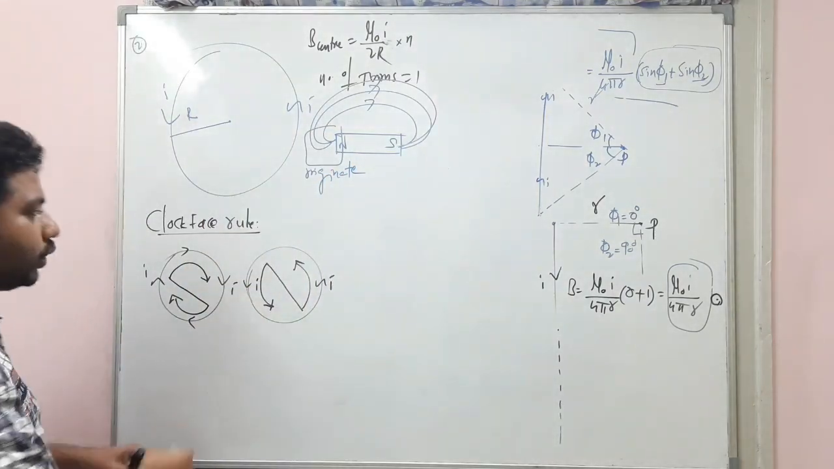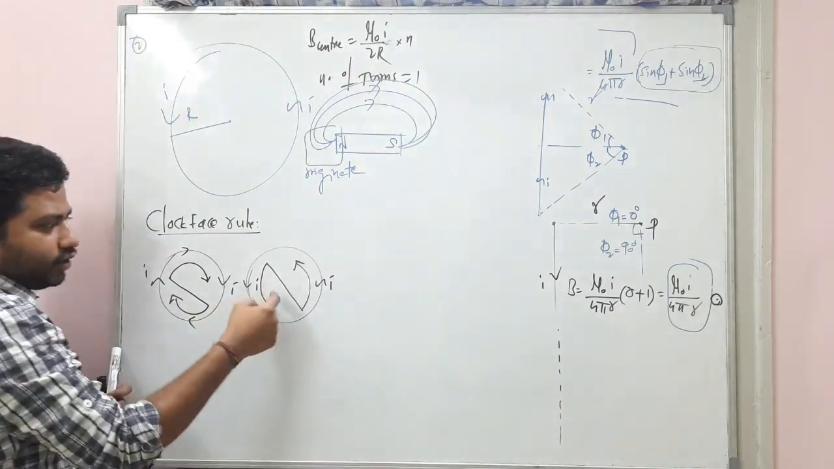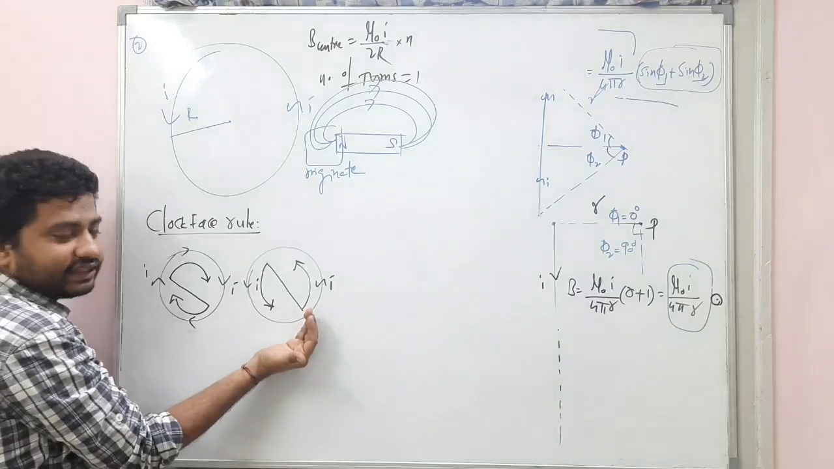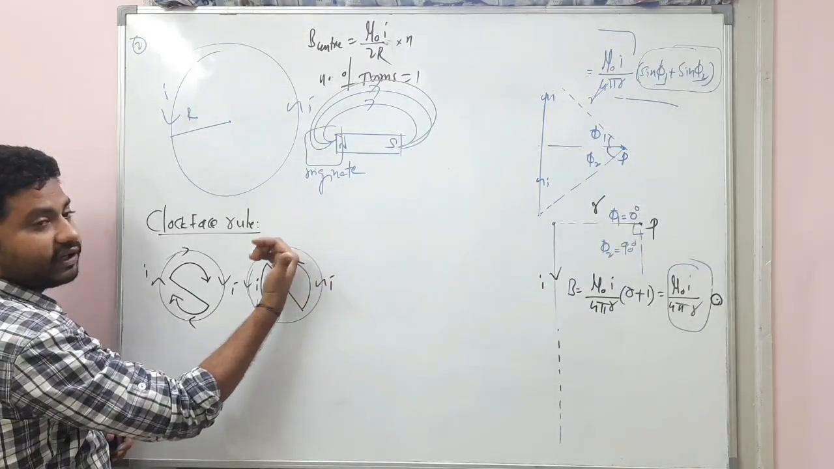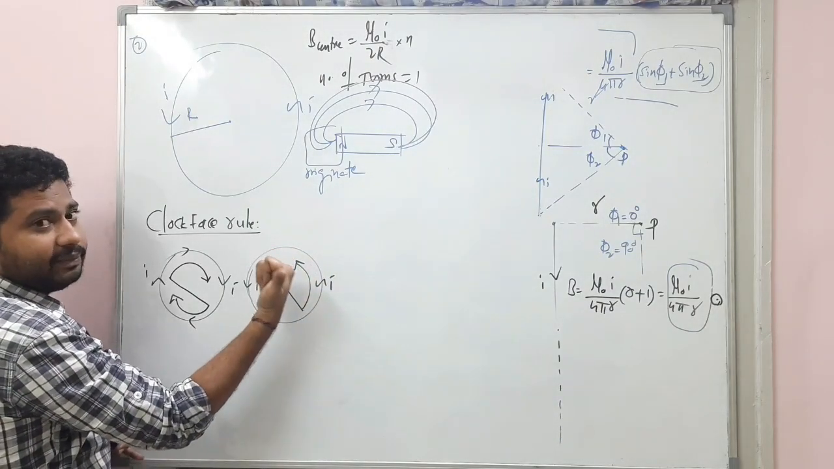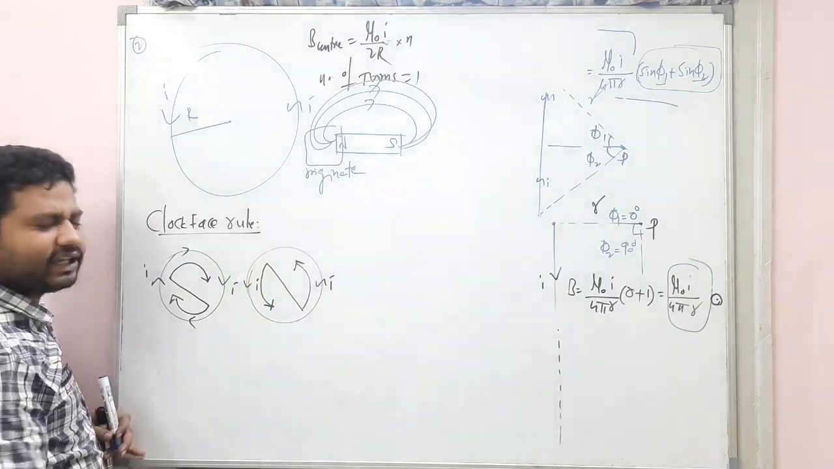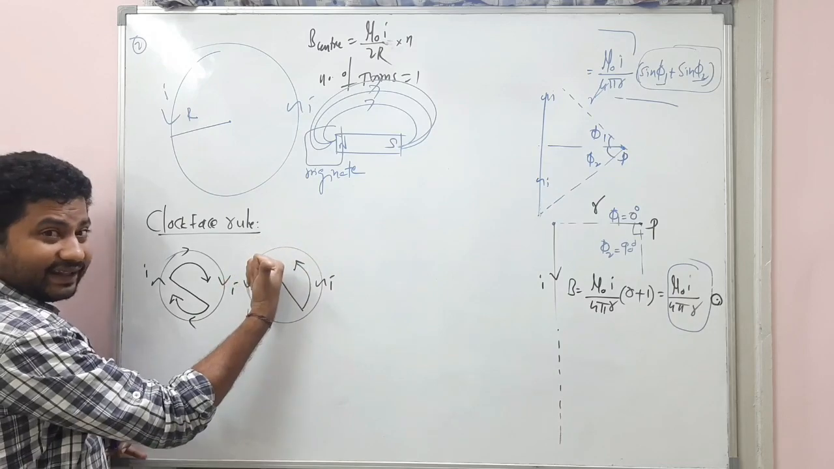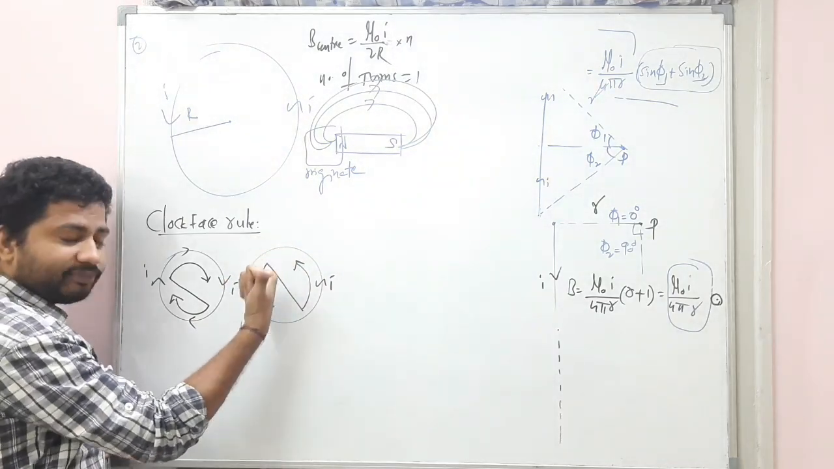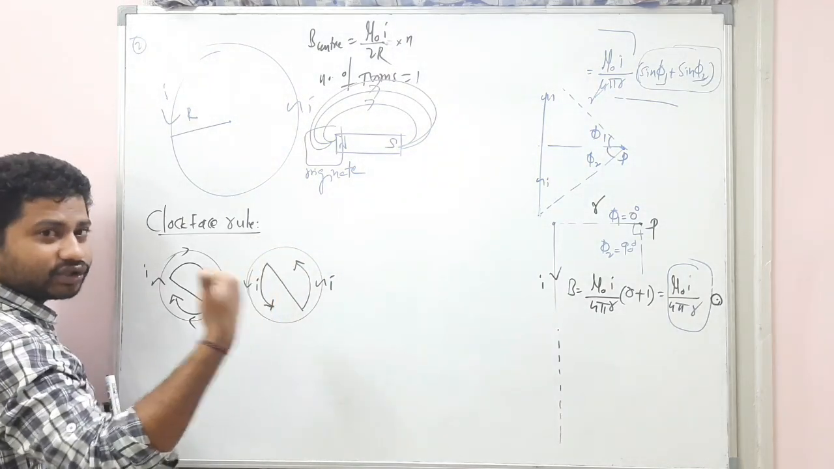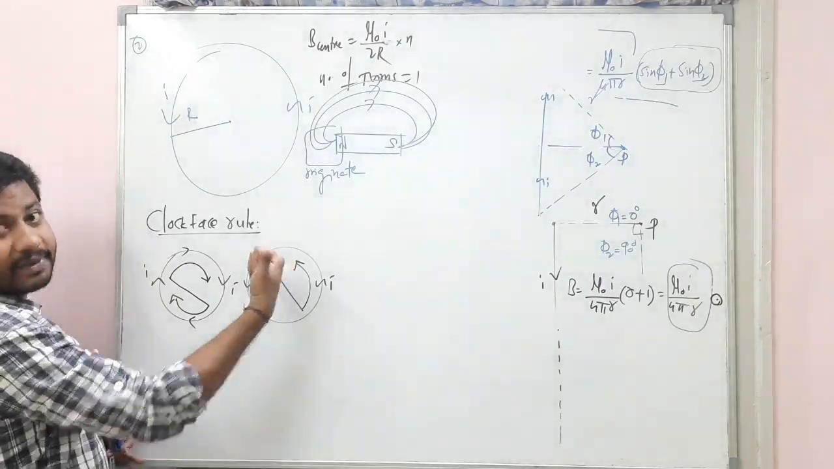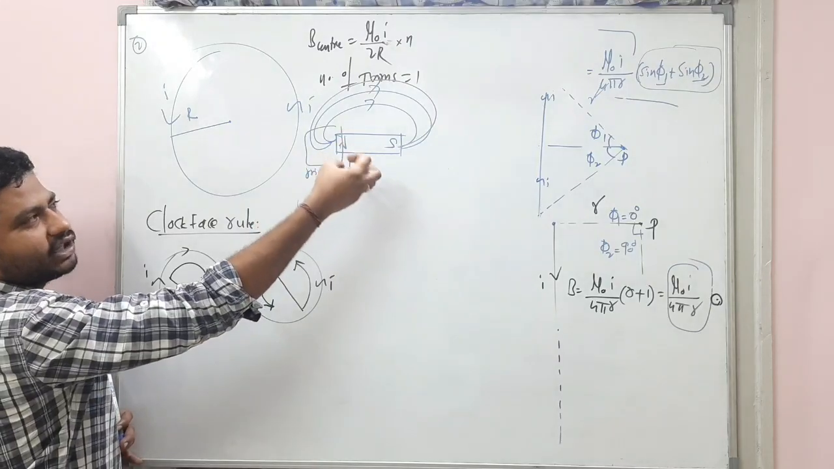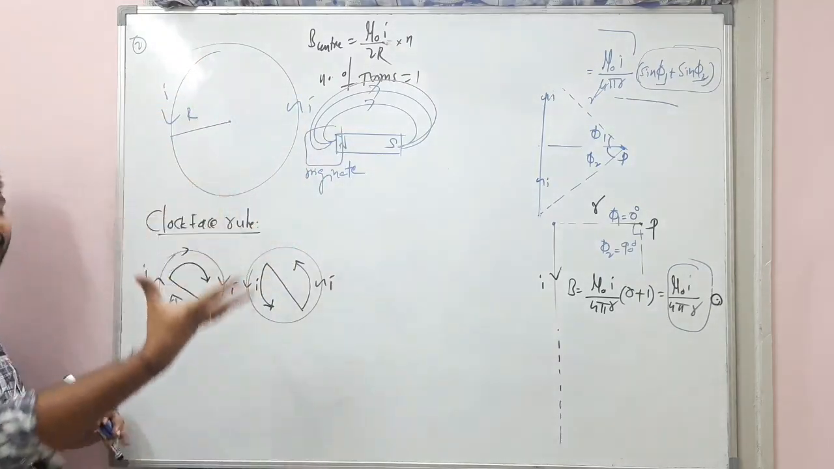And the same thing goes here. So we need to curl our fingers in the direction of the current. See here, in the direction of current, if I curl my fingers, then the magnetic field lines will be represented by the thumb. Once again, I am telling you, if I curl my fingers in the direction of current, the thumb will give you the direction of magnetic field lines. And of course, you see the magnetic field lines are coming out of the plane. That means it's the north pole.